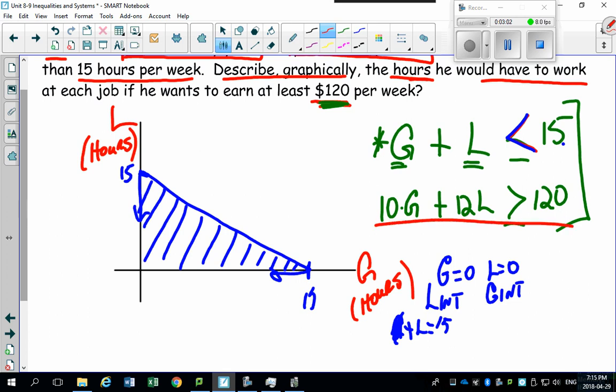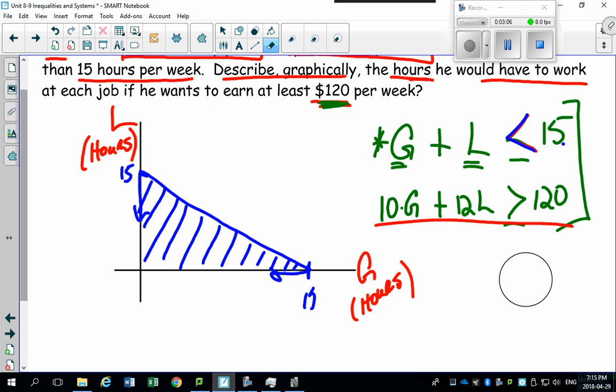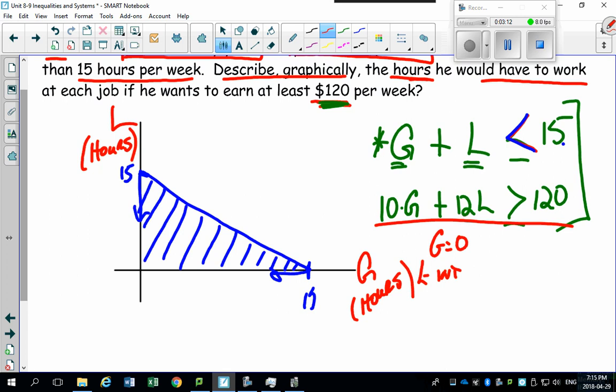Okay, now, here's the next part. Let's graph this one. And if we graph this one, the same kind of idea where we let G equal 0 to find the L intercept. I'll put a dash so it doesn't look like lint. G equals 0 means that this graph is now gone. I got 12L equals 120. So divide by 12, divide by 12. If he's just raking leaves, he's going to have to work 10 hours at raking leaves. So leaves raking is right here at 10 hours.